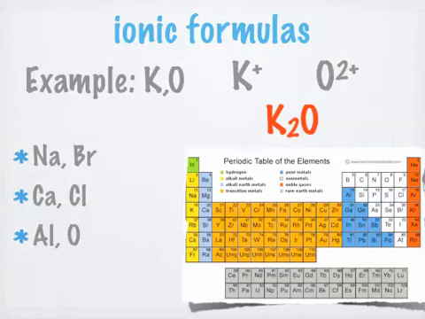Okay, I hope you paused the video. NaBr. Na's in the first column, Br's in the 7th column, so the way you write it is NaBr, because one was plus and one was minus.